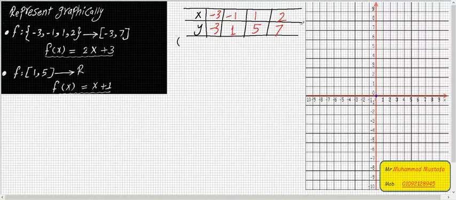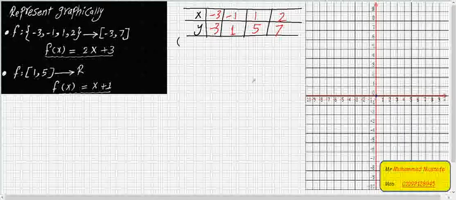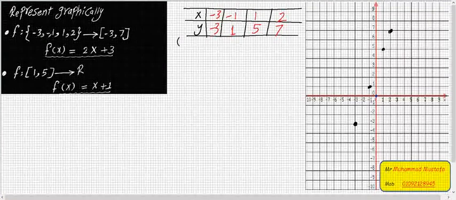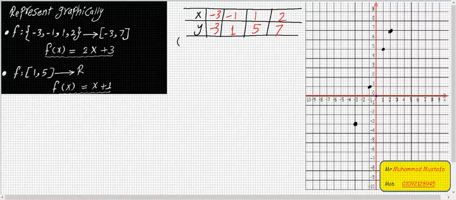We represent graphically these points: negative 3 up to negative 3, negative 1 up to 1, 1 up to 5, and 2 up to 7. Here the domain of the function is separated elements: negative 3, negative 1, 1, and 2. So we have the image of negative 3, the image of negative 1, the image of 1, and the image of 2. Here we don't join.